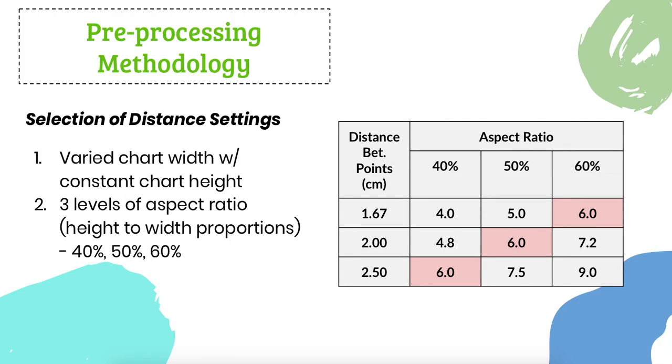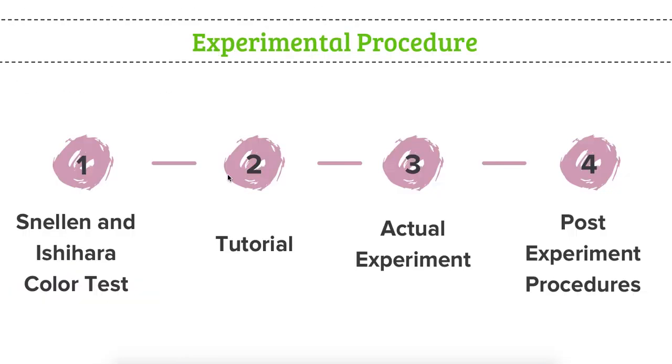A chart height of 6 centimeters was chosen because this chart height can follow the specified height to width ratios by only adjusting the chart width. The specific settings can be seen in the table. The color scheme of Excel was used to generate the graphs.